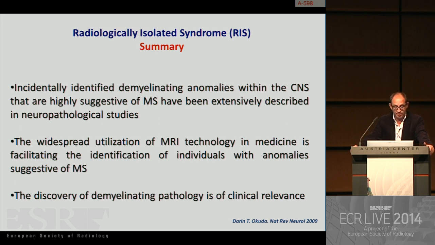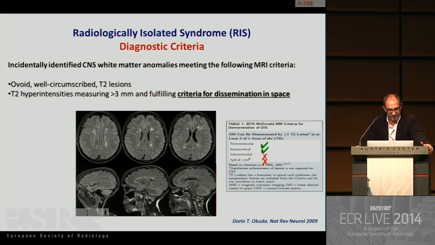the central nervous system are highly suggestive of MS and have been extensively described in several neuropathological studies. Obviously, as I mentioned before, the widespread utilization of MR technology is facilitating the identification of subjects with these anomalies looking like MS. And as I mentioned before, the discovery of these incidental findings has clinical relevance. What about the diagnostic criteria that have been proposed?